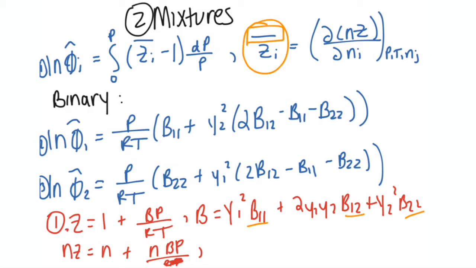So this is the first thing. Second thing, do partial. And then for a binary mixture, you're going to see equations 2 and 3, okay? So again, we're going to use the Pitzer method to calculate these B's, okay? And I'm going to show you on the next slide how we are going to calculate these B's.